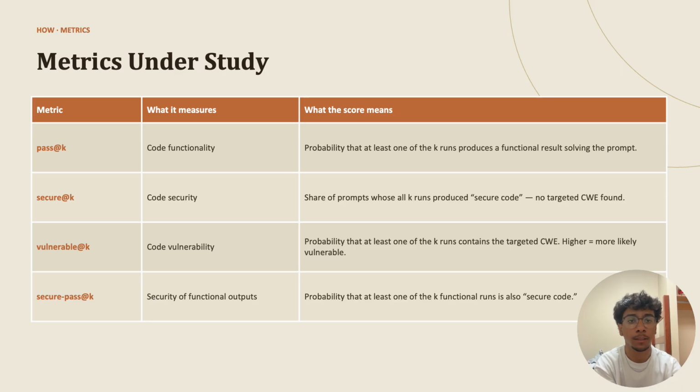And the most important one is secure pass@k. It combines the two: among the runs that actually work, how often is the code also secure? This matters because a model can look secure simply by producing broken code that does nothing. So CodeQL finds no vulnerability because there's just nothing there. Secure pass@k closes that loophole by only counting functional code, so it's the most honest measure of code that both works and is safe.